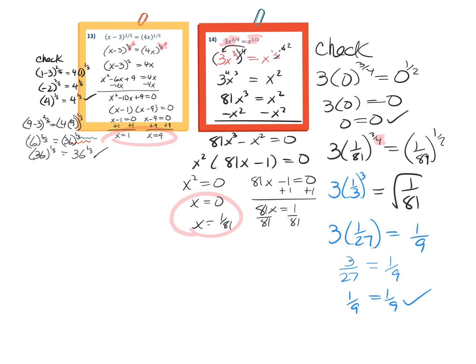So your homework is on WebAssign. It is the 1-6B homework assignment due tomorrow. And then tomorrow we're going to cover rational equations, which we already covered in the prerequisite chapter, and absolute value equations.